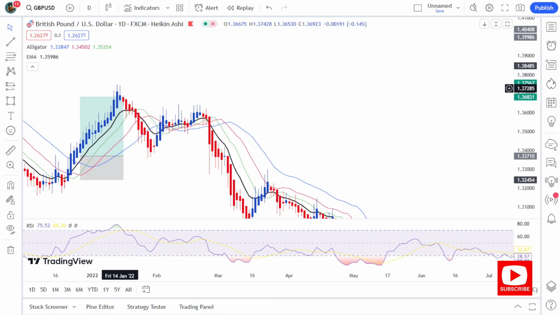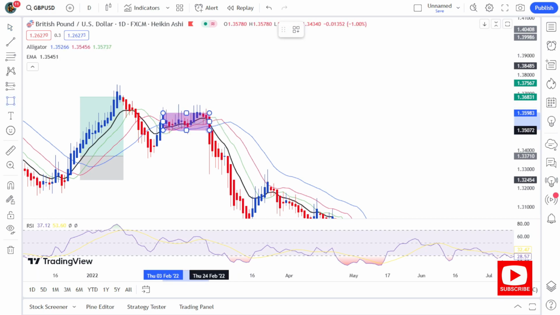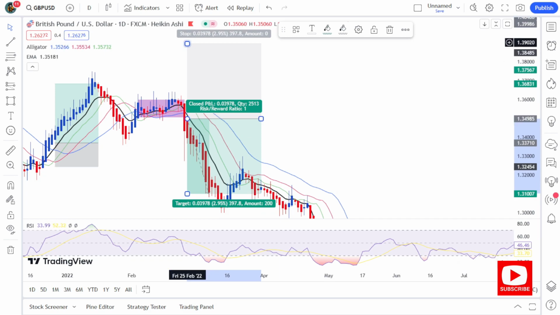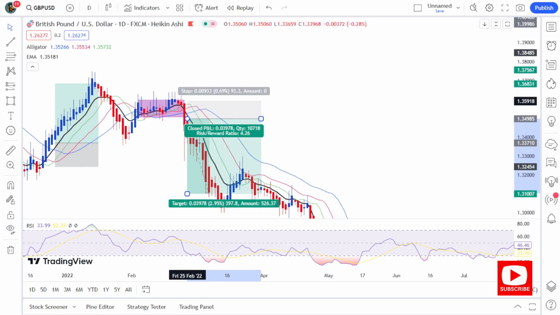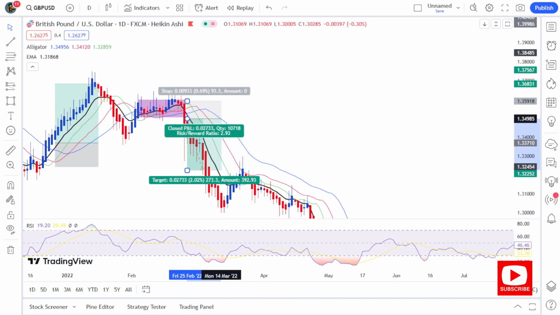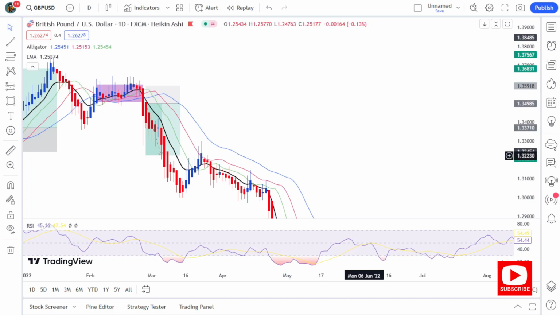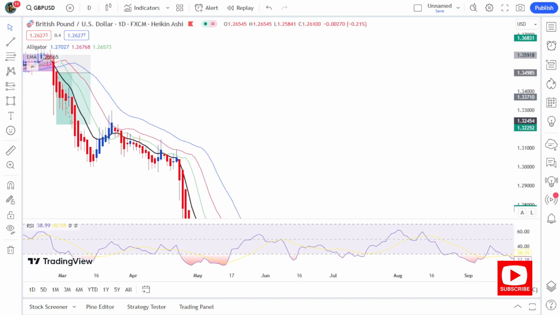One last example, here we see a cluster and the RSI momentum shows that sellers are in the game. So we take our short position, stop loss above the alligator indicator, and take profit 2%. Guys, we can go on, and you can see that this strategy is very, very lucrative and very, very profitable.